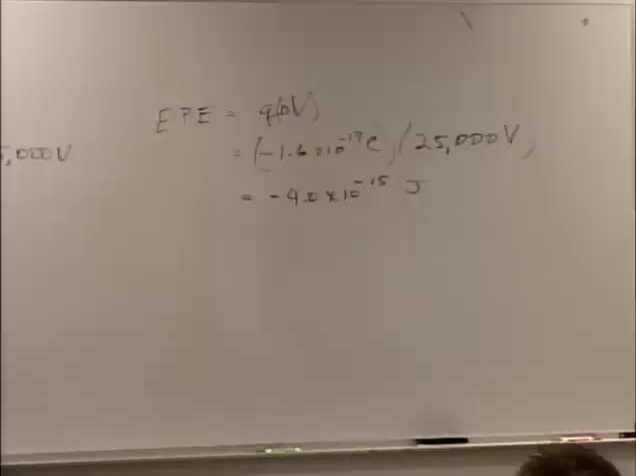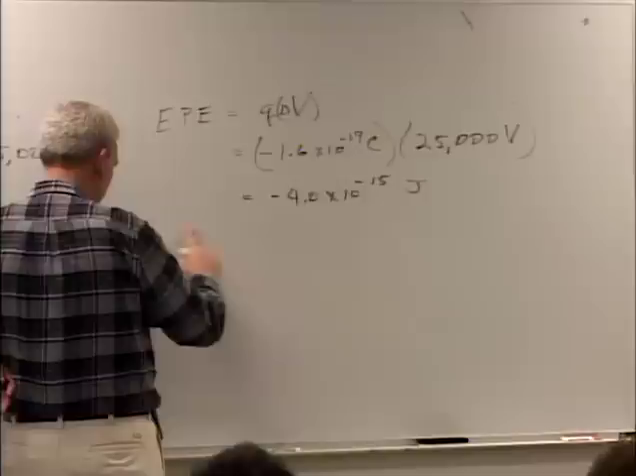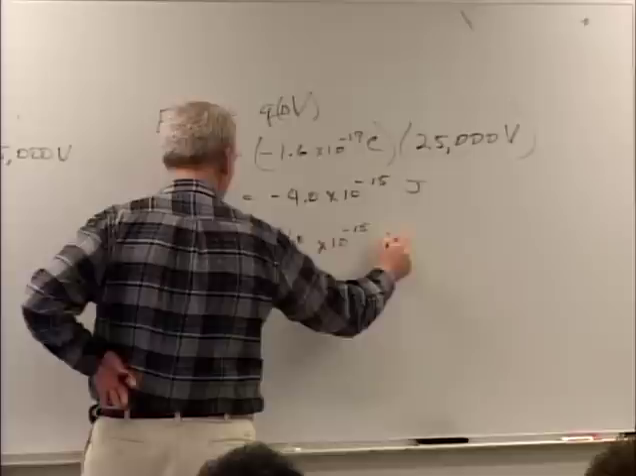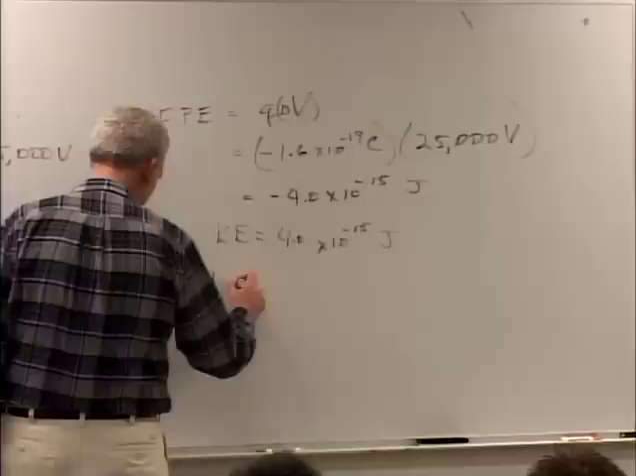What they wanted was the energy of the photons, which was 1/5 of this. So the kinetic energy it hits with is equal to 4.0 times 10 to the negative 15 joules. Therefore, one photon equals 1/5 of that. That was given to us, so you just divide the kinetic energy by 5.